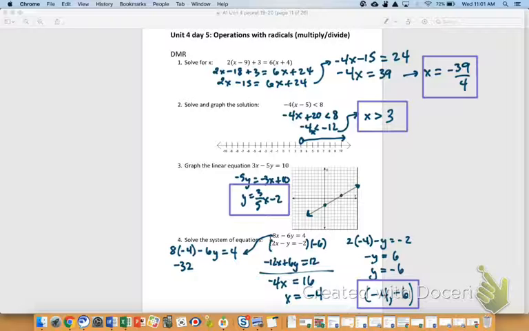-32 minus 6y equals 4. And then I need to add 32 to both sides to start getting that y by itself. So I'd go plus 32, plus 32. Okay, so then when you do that, you get -6y equals 36. You'd finish with division.